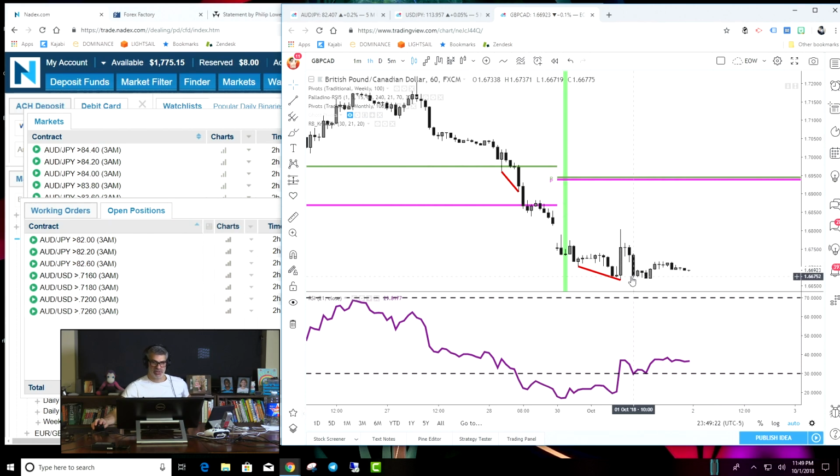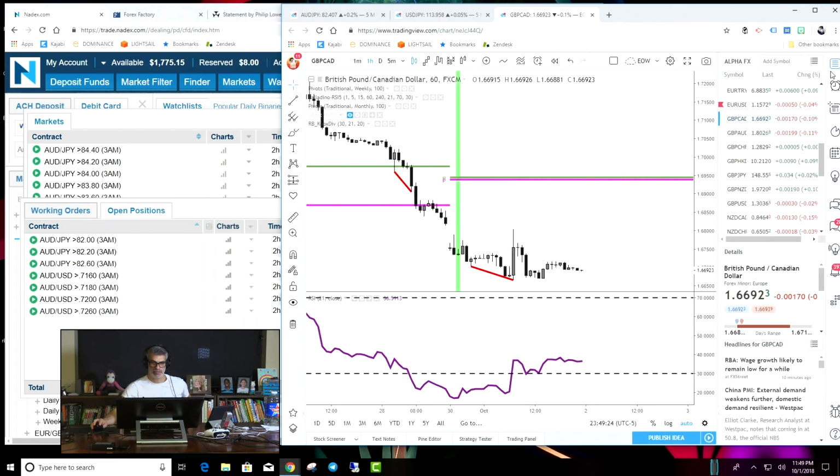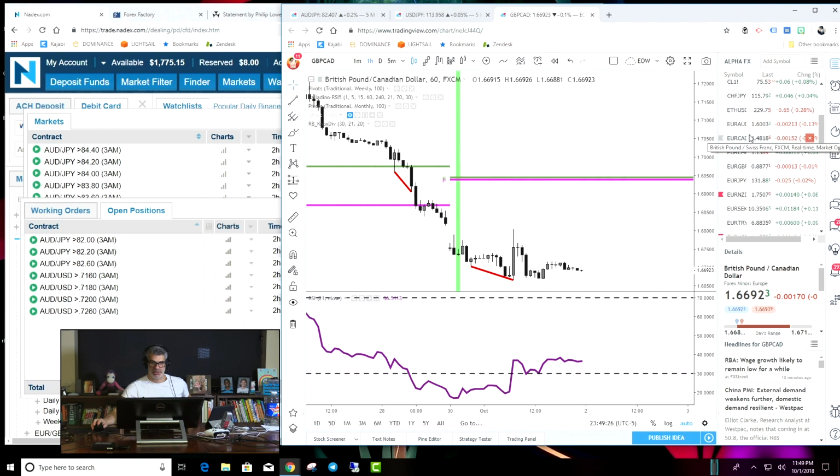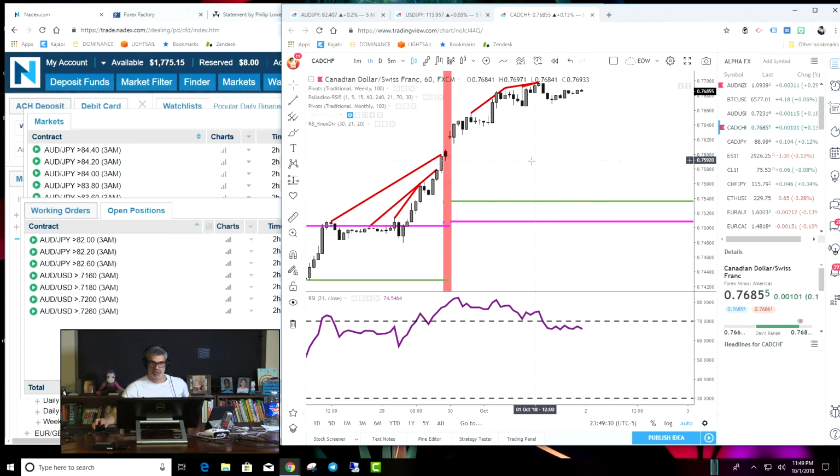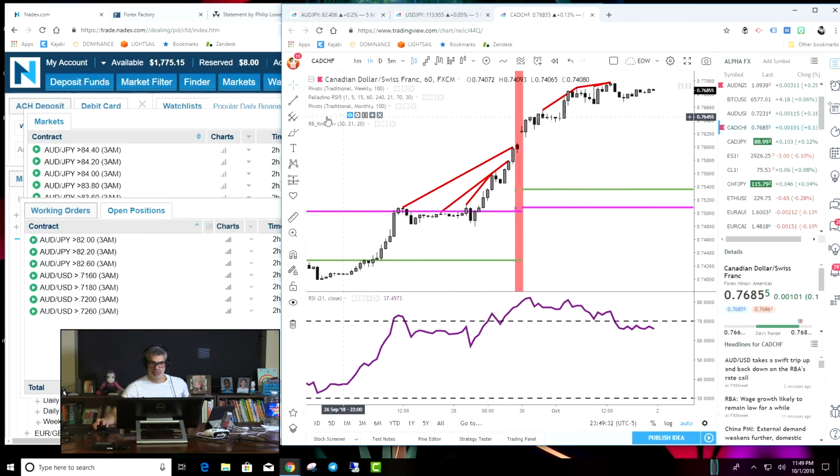I already bought the British pound Canadian dollar. I already bought the Canadian dollar Swiss franc. I mean, this one's just brutal. Check this out.